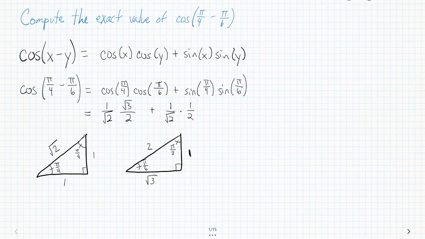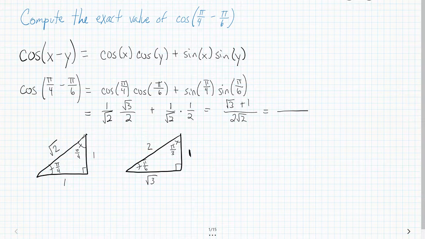So at the end of the day, what do we have? We have square root of 3 plus 1 all over 2 root 2. Some people might say, rationalize the denominator. You can do that as well, just multiply both top and bottom by square root of 2. So you'll get down below, in that case, it would become 4.